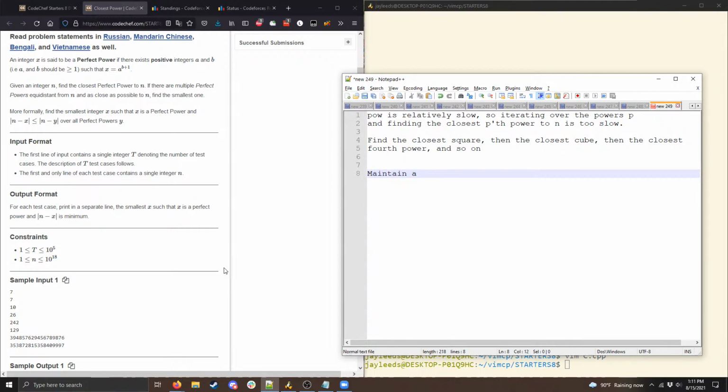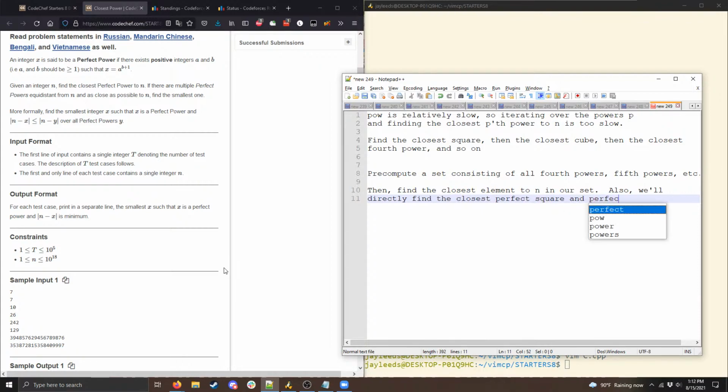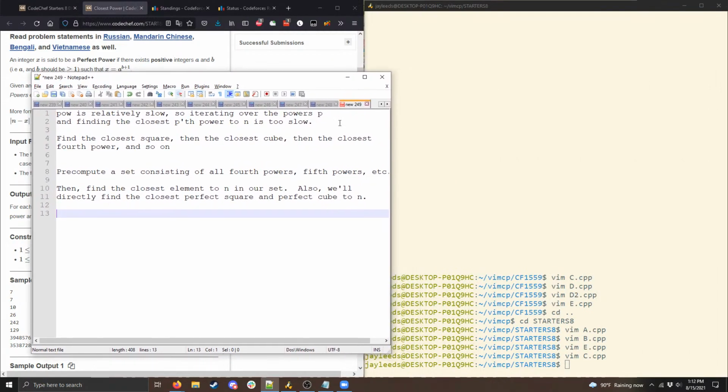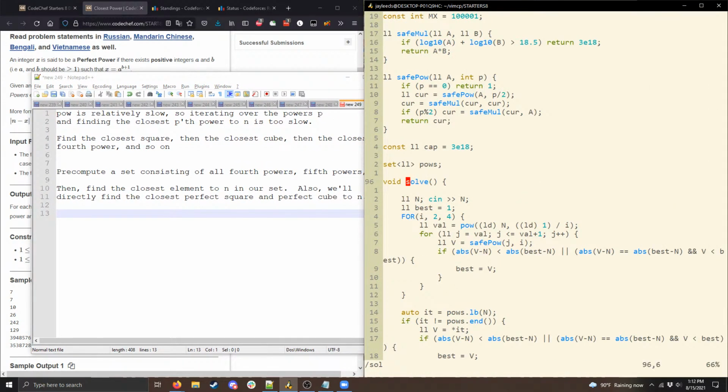So we're going to pre-compute a set consisting of all fourth powers, fifth powers, etc. Then we're going to find the closest element to n in our set, and then also we'll directly find the closest perfect square and perfect cube to n, and that's going to check all possible powers. So let me show you what this looks like when I implement it.